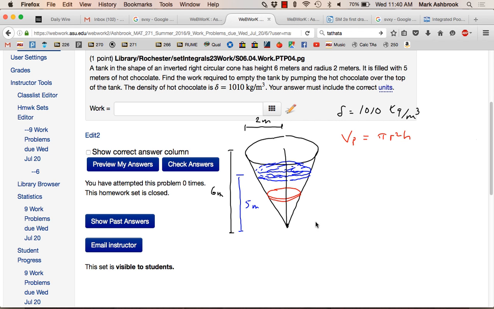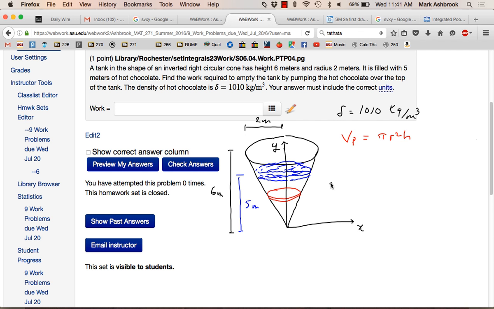Maybe on this one, it may be easier to make our axis this way. Put the frame of reference at the bottom, and then that might save us some work here. So we can do that. Our frame of reference, the origin, is at the vertex of the cone.